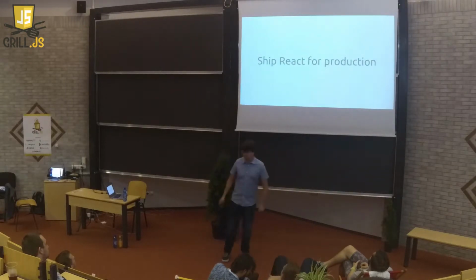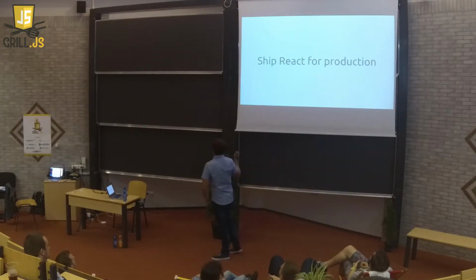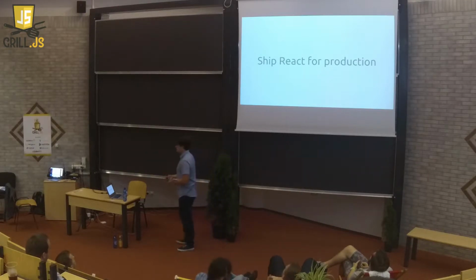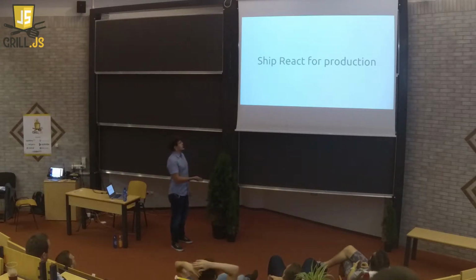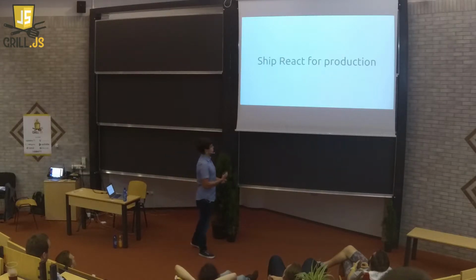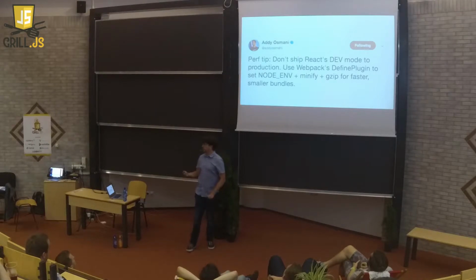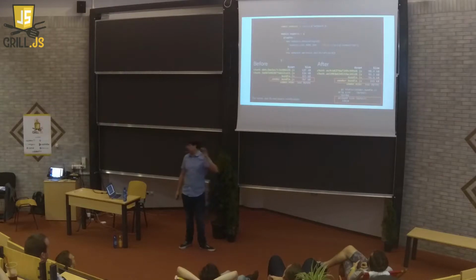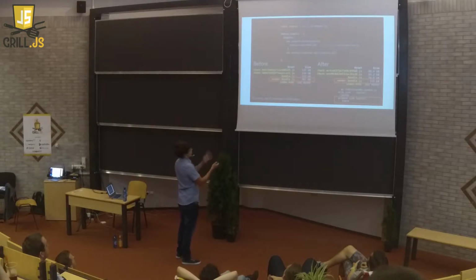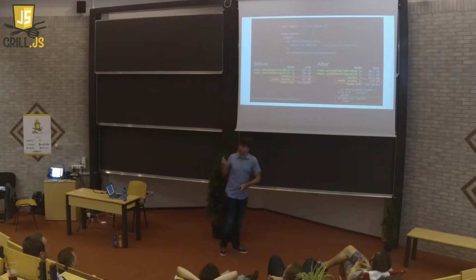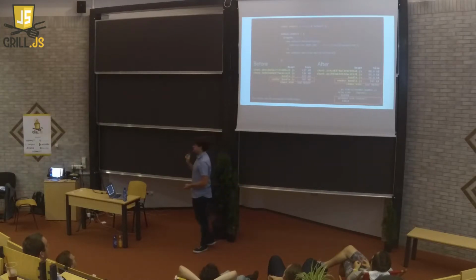But if we have something which is useful, like it's not a to-do MVC, we're trying to actually ship it to production, make sure that we're actually shipping the production version of React. Like Addy Osmani said, we shouldn't ship the development version of React to production. We should always use the Webpack define plugin to set node environment to production. This is the difference that we're going to get. So if we ship a development version of React, this bundle, for example, is 767 kilobytes. So if we had this very old floppy drive, you could only fit 2 of those apps in a single floppy drive.